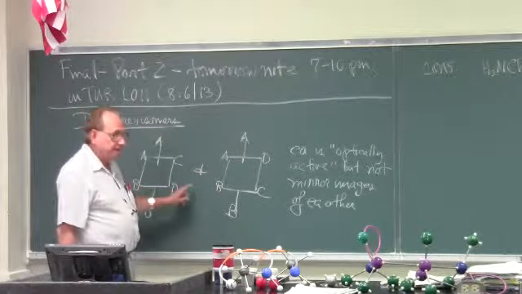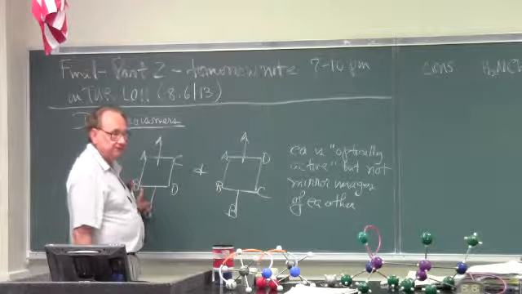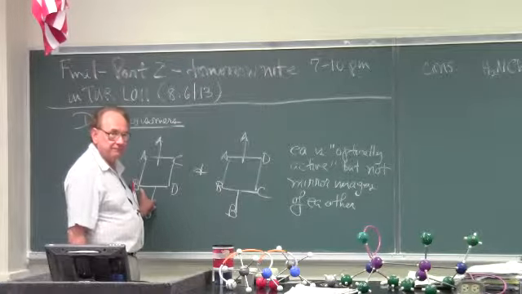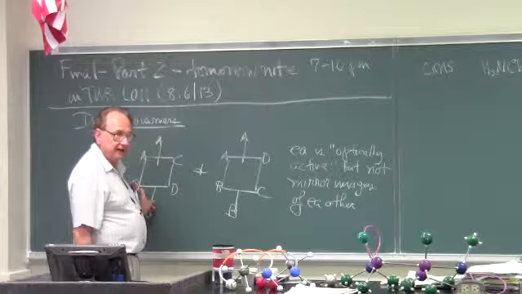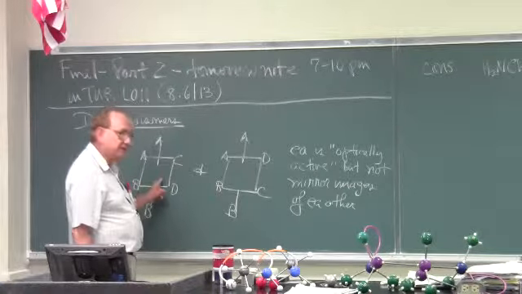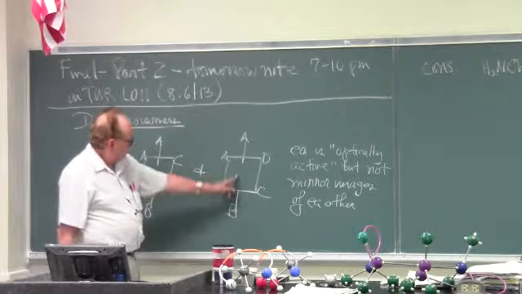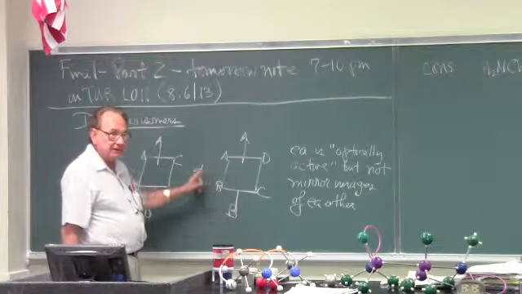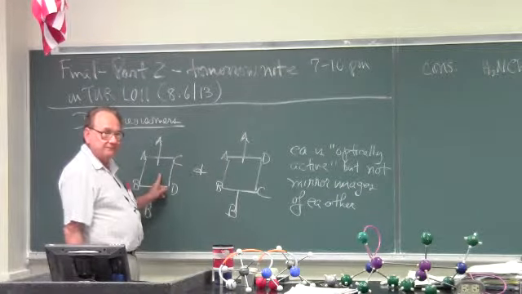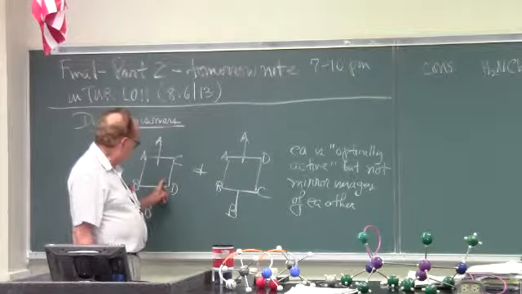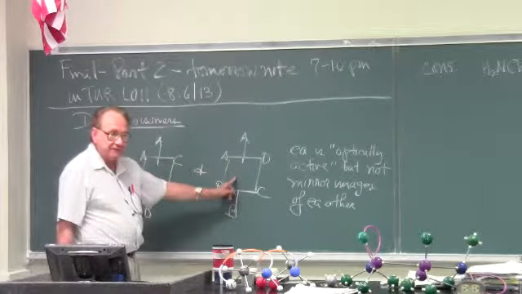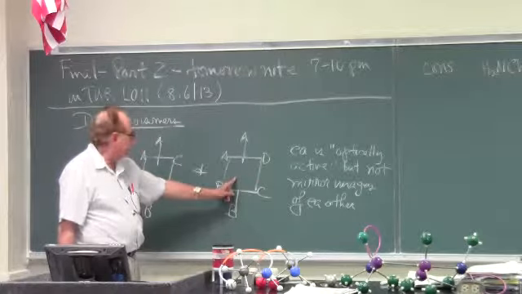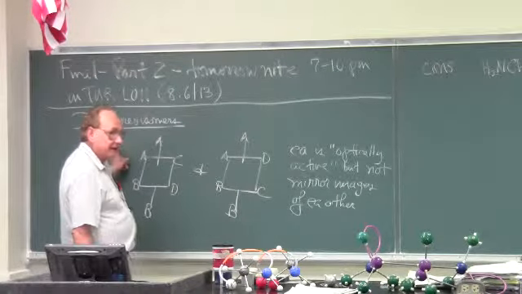These each have mirror images which are different from the object itself. The mirror image of this is different from this. The mirror image of this is different from this. But these are not mirror images of each other. And the mirror image of this and the mirror image of this are not mirror images of each other. These are examples of diastereomers.